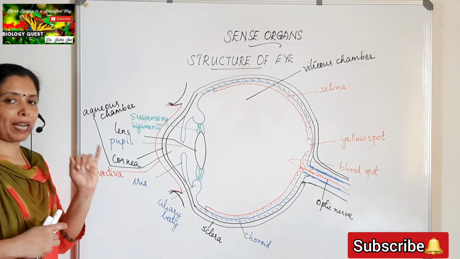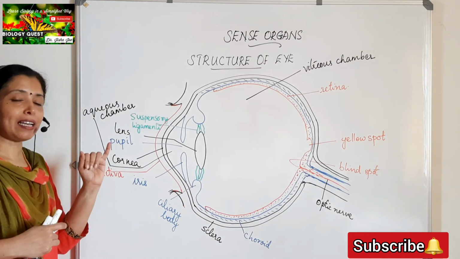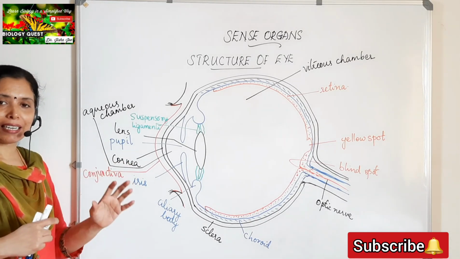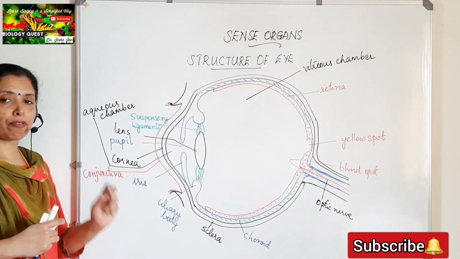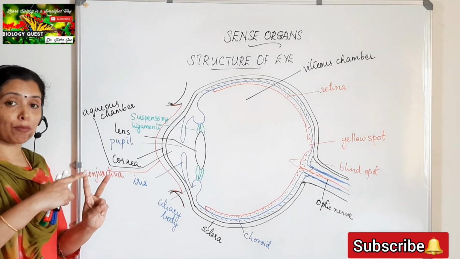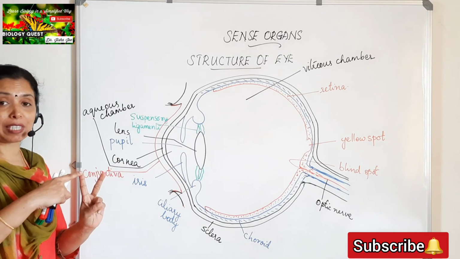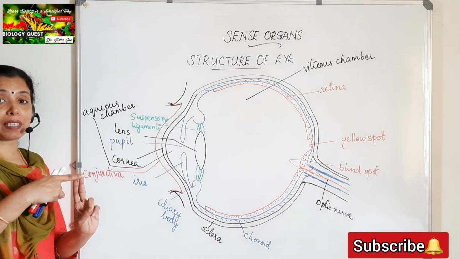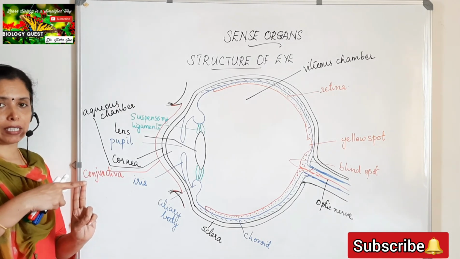So the aqueous chamber has the fluid which is called the aqueous humor. It is a clear thin watery fluid, and it has just two functions: it keeps the lens moist and protects the lens from physical shock, and it helps in the refraction of light.